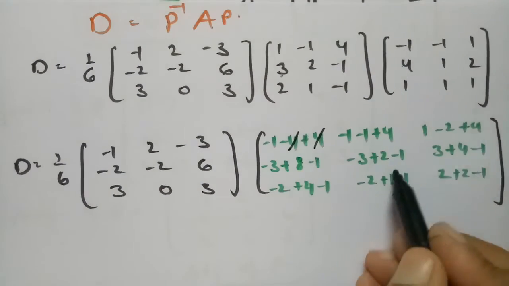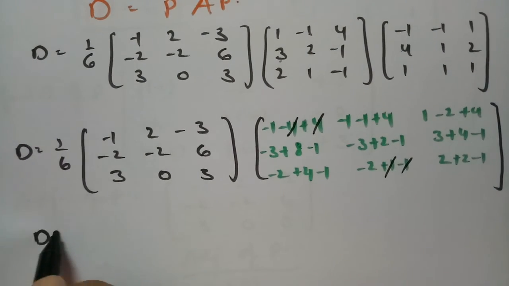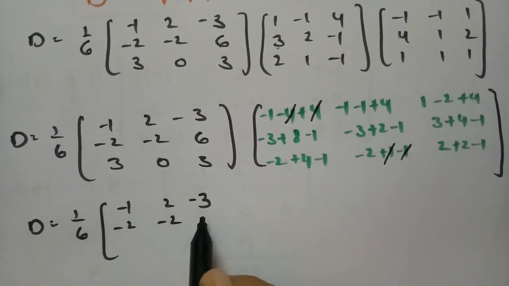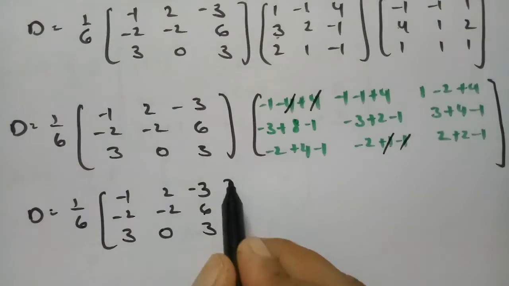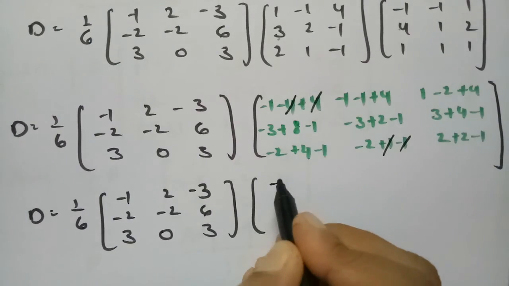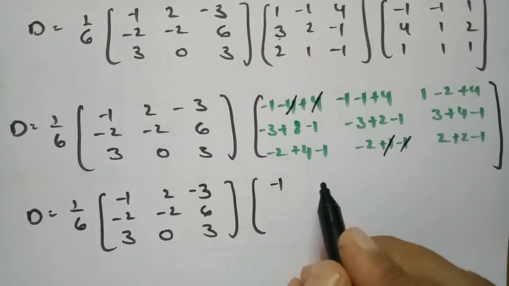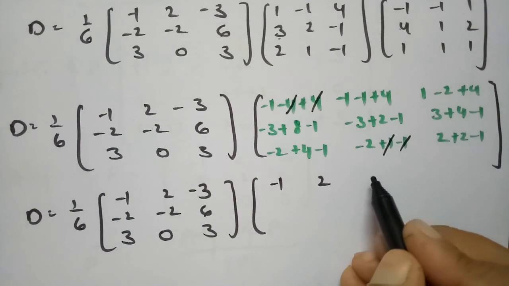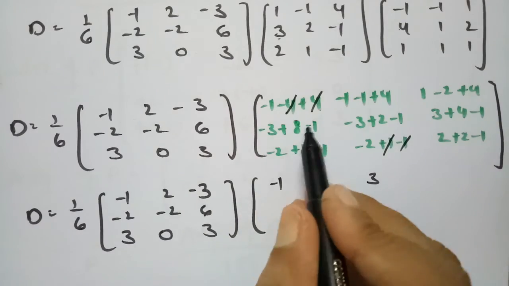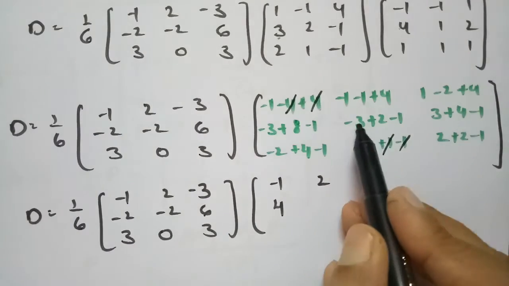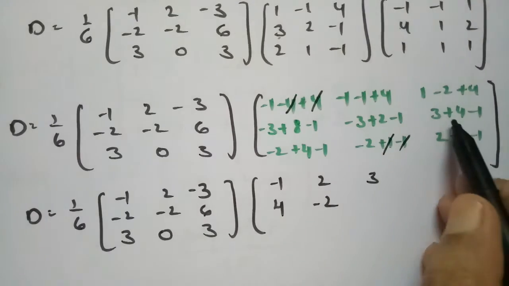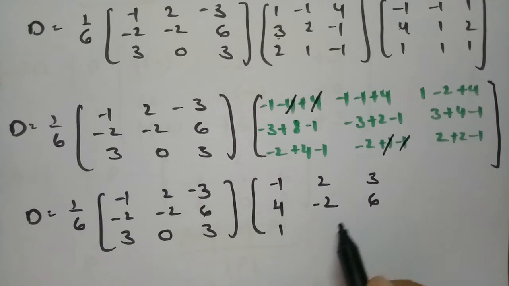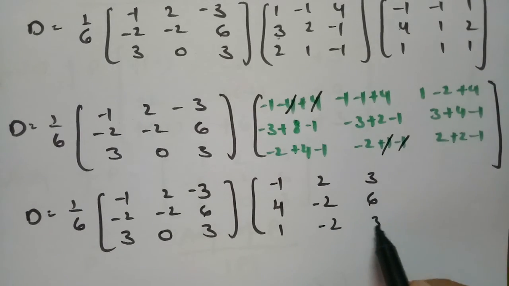Let's see any changes here. Plus 1, minus 1. See what remains? D is equal to 1 by 6 times of this: minus 1, 2, minus 3. This is minus 2, minus 2, 6, 3, 0, 3. And this value will be minus 1. And this is going to become, so this is minus 2 plus 4. This is 2 and this value is 3 and this is 8 minus 4. So this will be plus 4 and this is minus 4. This will be minus 2 and 7 minus 1. This is 6 and this is 1. This is minus 2 and this value is 3.